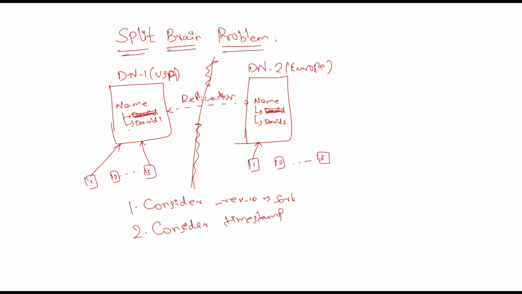Let's say this data is created at 12:01, and this data is updated at 12:05. So the database can pick the most recently updated data. In this case, David 2 is the most recently updated data. So the database will take this value and put it here. It will remove David 1 and update the value as David 2. So this is one kind of conflict resolution policy.